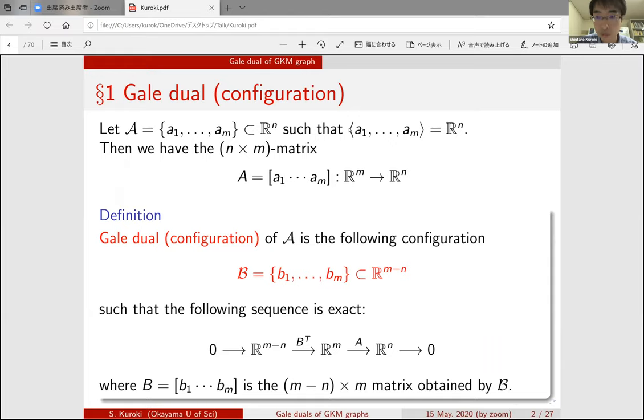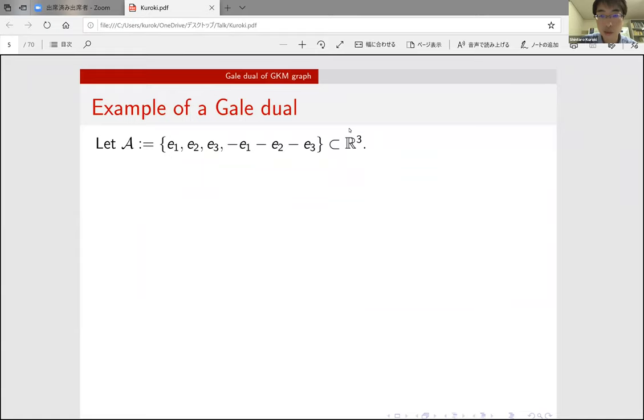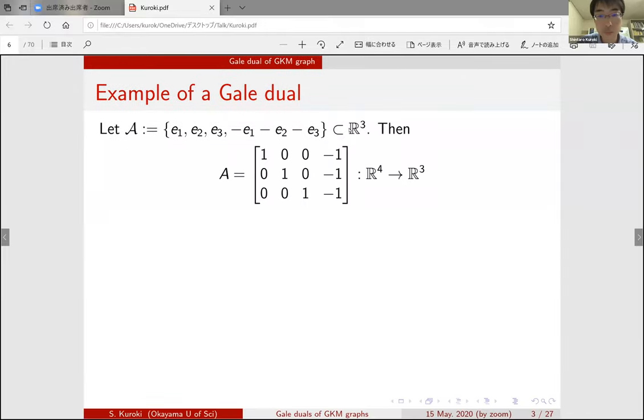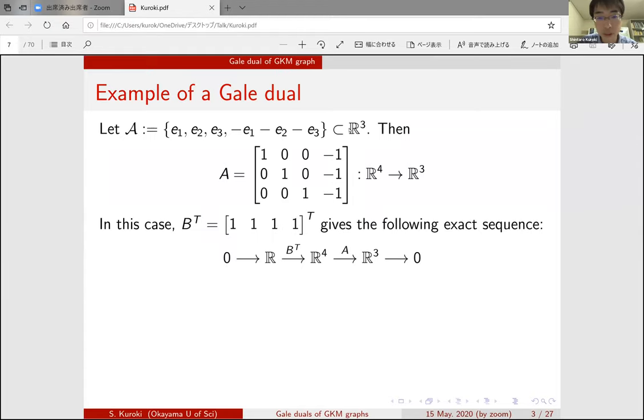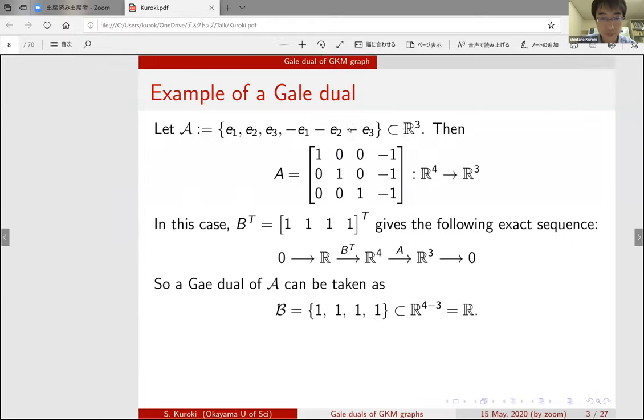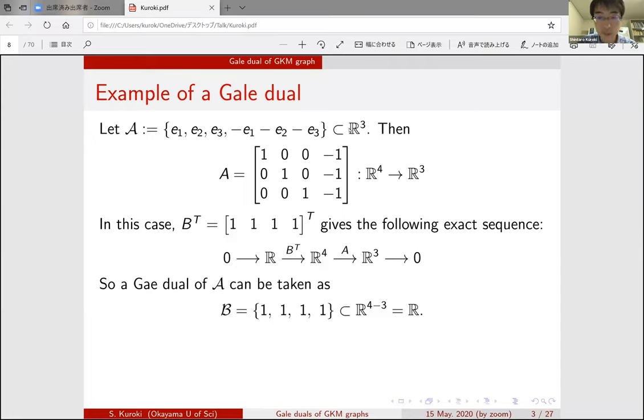Okay, so let me show you an easy example. Let's take the configuration in R^3. Let's take e1, e2, e3, the standard basis of R^3, and minus e1, minus e2, minus e3. This is just a linear combination of e1, e2, e3. Then we get this 3 by 4 matrix with columns (1,0,0), (0,1,0), (0,0,1), and (minus 1, minus 1, minus 1). And then we have the following exact sequence by the matrix (1,1,1,1), okay? So 4 integers sitting in R, and this gives a Gale dual configuration of this A. So we get the Gale dual configuration of A by B, which is 1, 1, 1, 1: 4 same integers.